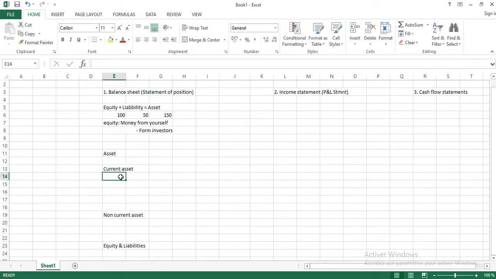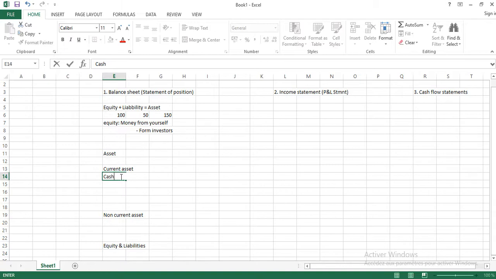Okay, what is a current asset? In current assets we see cash. Those are short-term assets, less than 1 year. Any asset that is highly liquid means that if you have any problem with cash, any problem with funds, you can sell it fast in the market and get cash in return. This is what we call current assets.